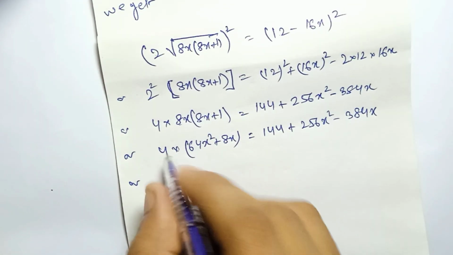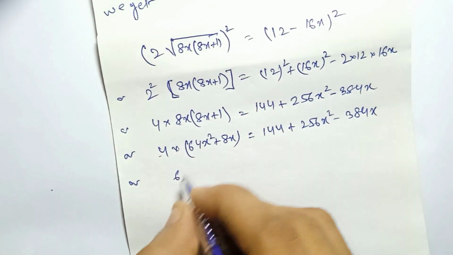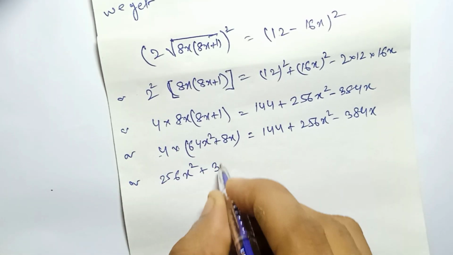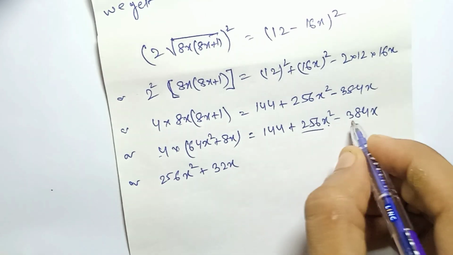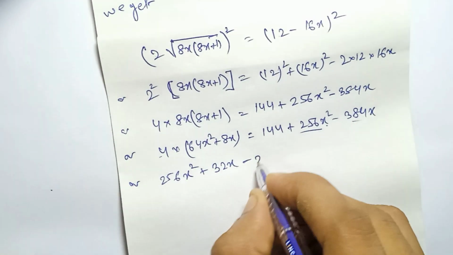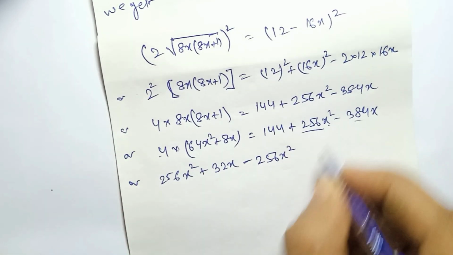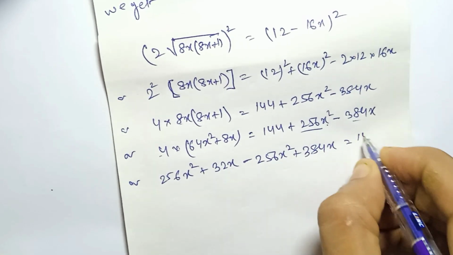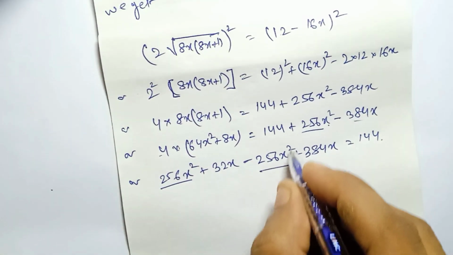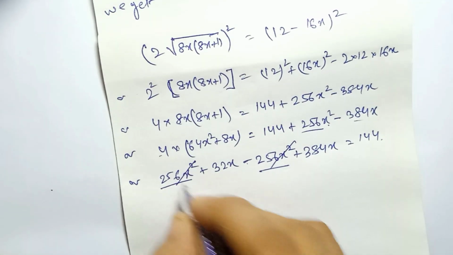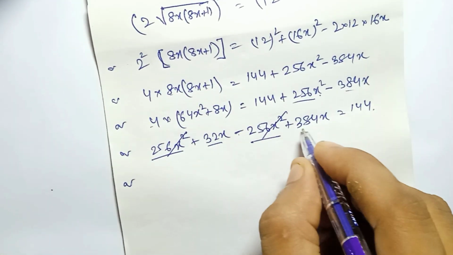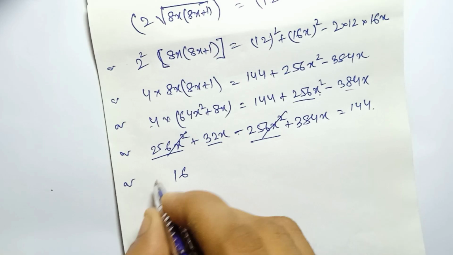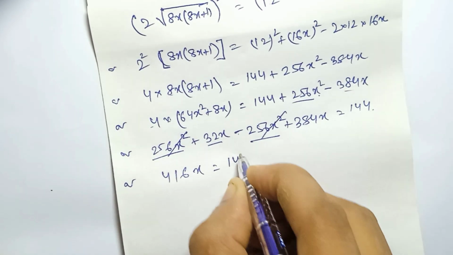Now here 64 into 4, it will be 256x square plus 32x. We have to take this term and this term to the left side, so here 256x square, and this will appear with a positive sign since here it is negative, 384x is equal to 144. This term will be cancelled out since it's negative and here it's positive, and this term will add on. 384 plus 32, it will be 416x is equal to 144.